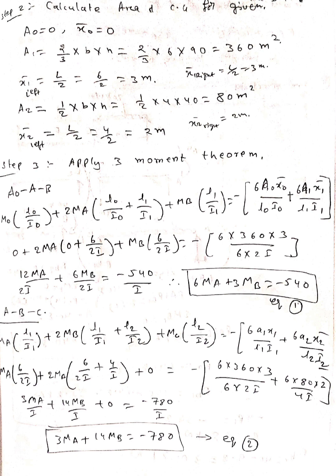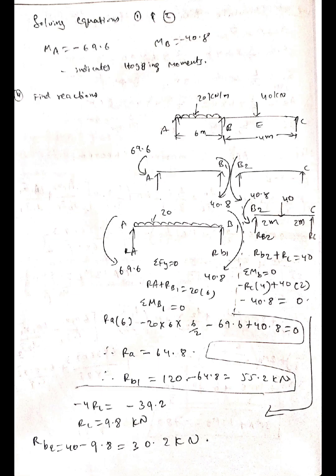Next, applying the three moment theorem for ABC. MA L1 by I1 plus 2 MB into L1 by I1 plus L2 by I2 plus MC L2 by I2 equal to minus 6 A1 x1 by L1 I1 plus 6 A2 x2 by L2 I2. Here also MA and MB are the unknowns. We will get one equation, 3 MA plus 14 MB equal to minus 780, after solving it. Let this be equation number 2. Now solving equations 1 and 2, we get MA as minus 69.6 kN meter and MB as minus 40.8 kN meter. The minus indicates hogging. We know that at the supports there will be hogging.